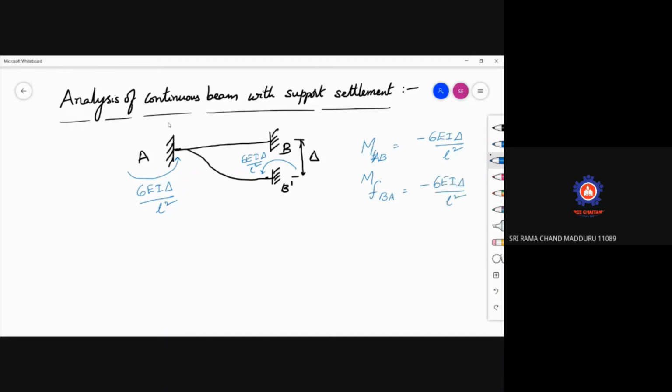Note these things. So why are we getting it as negative? You can see that here it is in the anti-clockwise direction. So when it is in the anti-clockwise direction, as per the moment distribution method, anti-clockwise will be considered as negative.